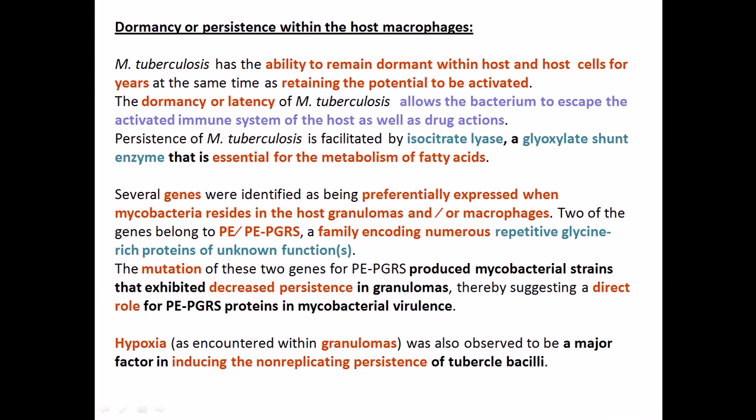So it may remain for years, at the same time retaining the potential to be activated. Now, the dormancy or latency of Mycobacterium tuberculosis allows the bacterium to escape the activated immune system. That's why they're doing it, because it helps them to escape from the activated immune system. Because when the bacterium resides inside your body, your system is super active. You can find those bacteria, you can produce antibody against them, those antibodies will help in the opsonization of the bacteria, phagocytic cells will go there, degrade them, kill them.